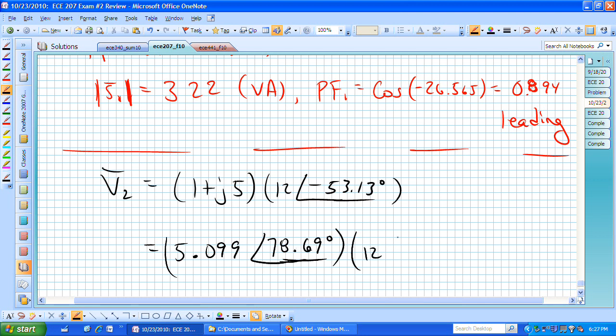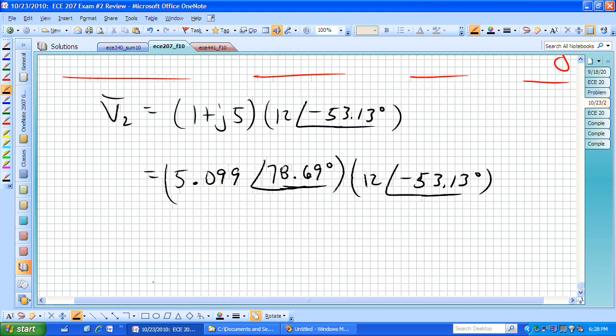We now multiply that by this current, forming that combination. We have 5 times 12, or roughly 60. So we have 61.188. We add the angles. We now have 25.56 degrees, and that's now our voltage across load number 2.